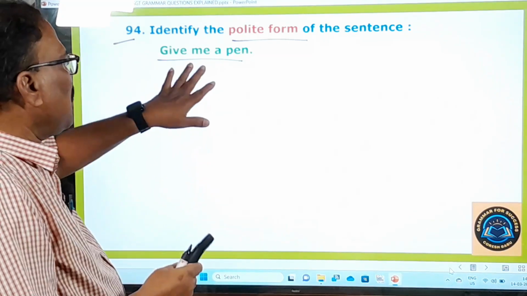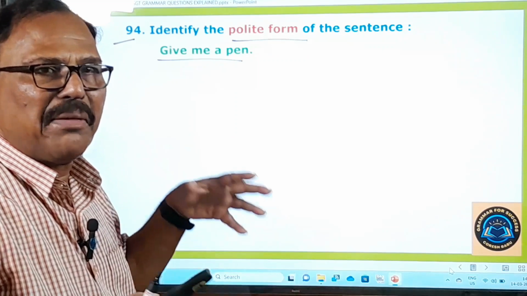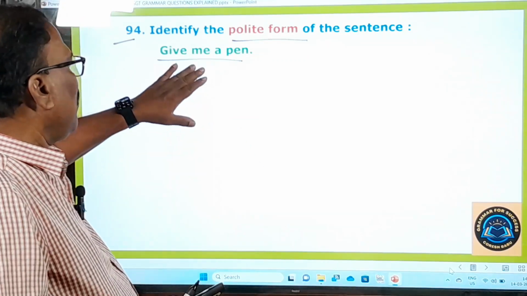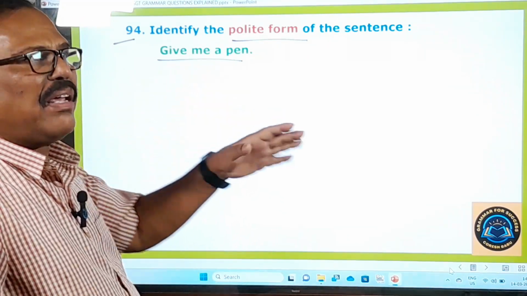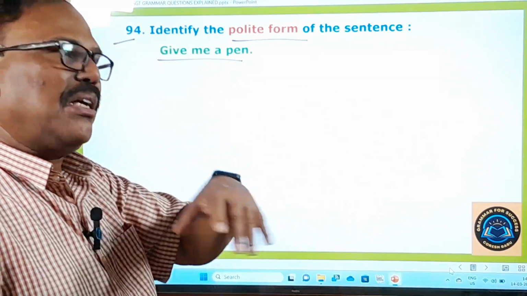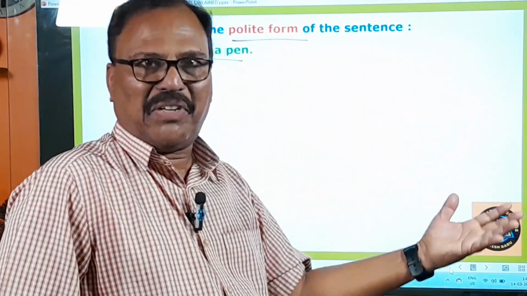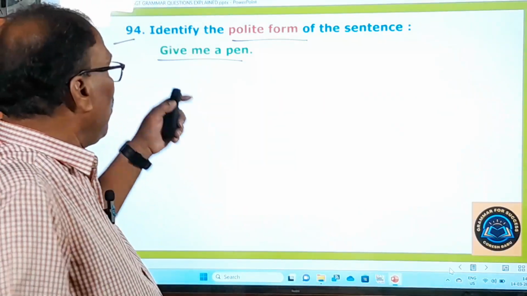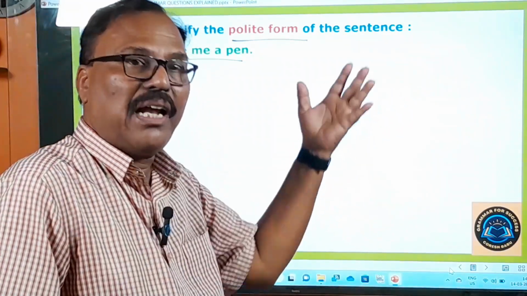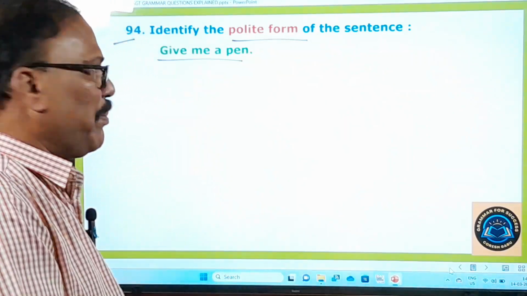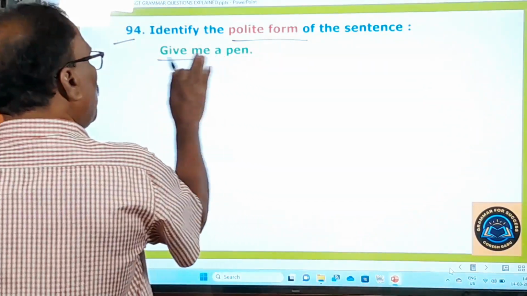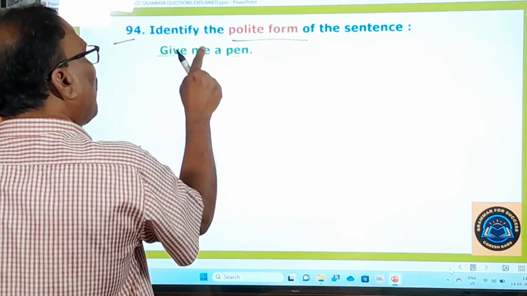If you ask in this way, it looks somewhat vulgar and impolite. You cannot ask anybody in this way: "Hey, give me a pen." You can ask it, but only of your equals. You cannot ask in this way other elders or unknown people. "Give me a pen," you cannot say. So what is the most polite form of this?